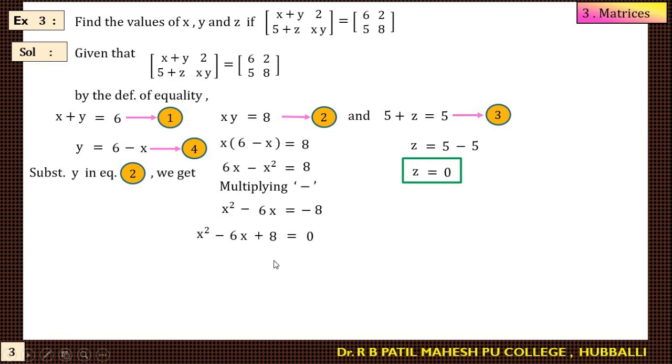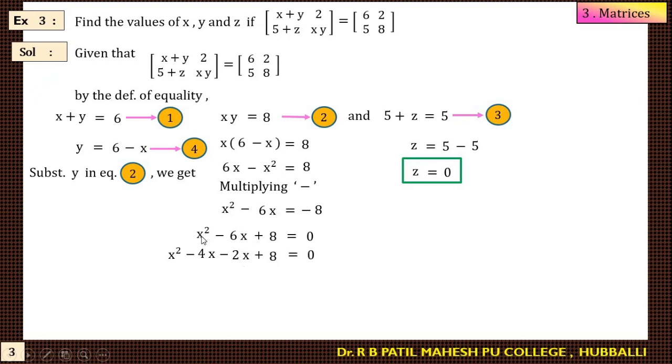Now this is a quadratic equation. So finding the factors: multiplying, you should get 8, and adding, you should get minus 6. You have to find two numbers such that multiplying gives 8 and adding gives minus 6. So the numbers are minus 4 and minus 2. When you multiply, you get plus 8, and when you add, you get minus 6. Therefore, this minus 6x is split into minus 4x and minus 2x, and then plus 8 as it is.